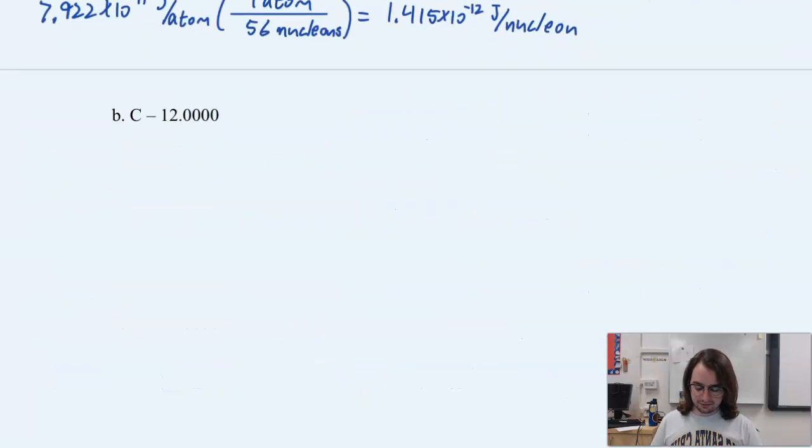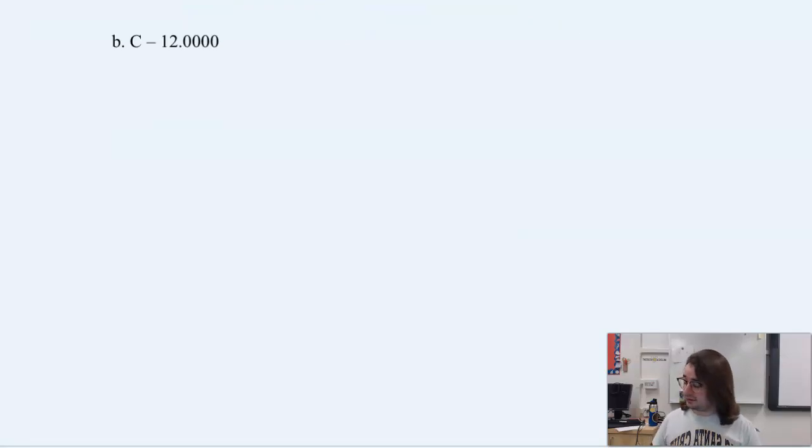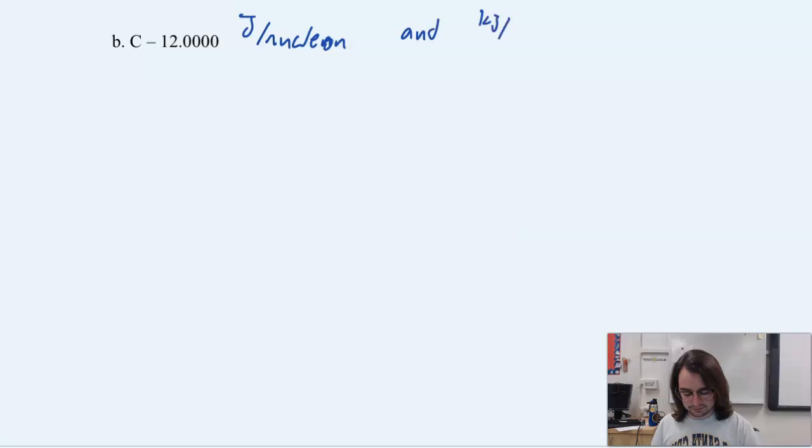And I want you to see if you can try this one out on your own. So let's try out carbon. Before I just throw you in there, understand that all I want you to find in this one is joules per nucleon, and I just want you to find kilojoules per mole. So however many steps you need to do that, that's all I want. I just want those two things.